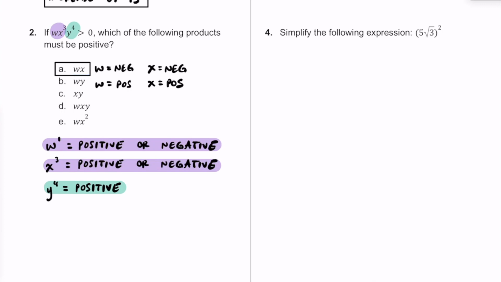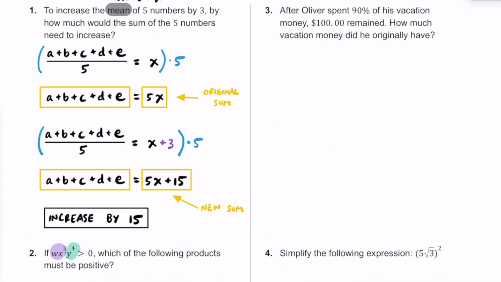If that's true, then if you plug that into each of these expressions, w times x to the third power will be guaranteed positive, and then a positive multiplied by this one, which we know is positive, will be greater than 0. Here's number 3.